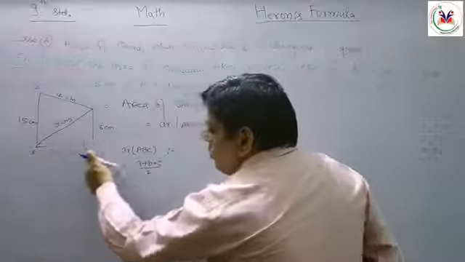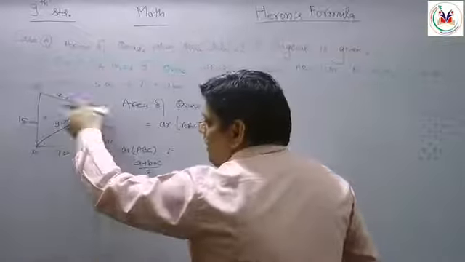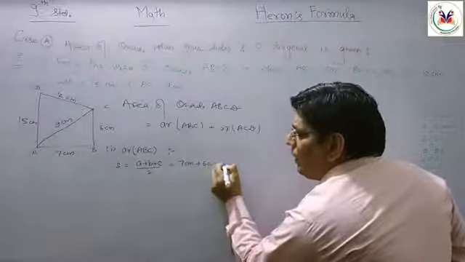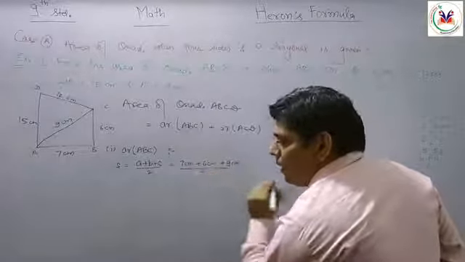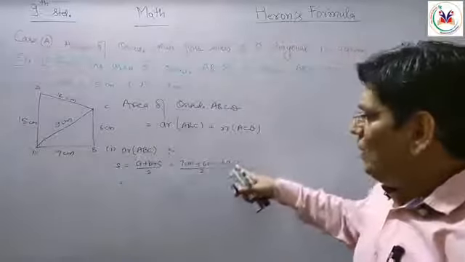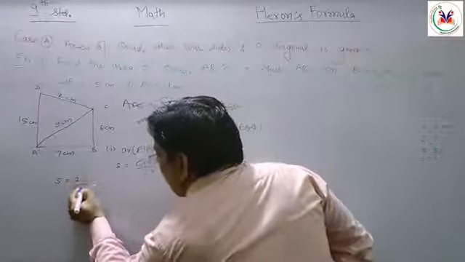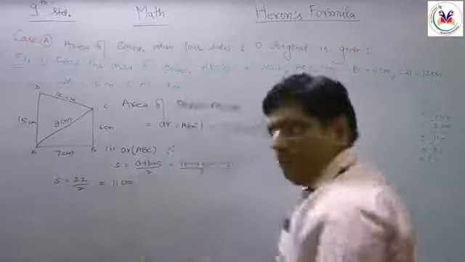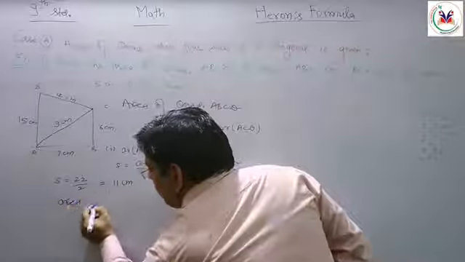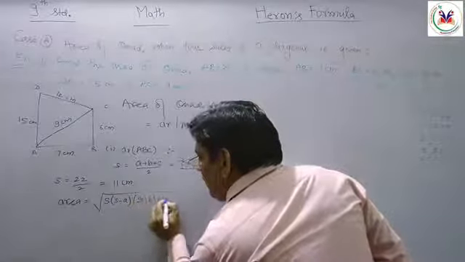In that situation, we should go for only ABC, that means the sides are 7, 6 and 9. So 7 centimeter, 6 centimeter and 9 centimeter, divided by 2. What should we get? 7 plus 6 is 13, plus 9 is 22. So S equals 22 divided by 2, that means 11 centimeter. Now, after getting S, we should go for the area, using the formula square root of S into S minus A, S minus B and S minus C.